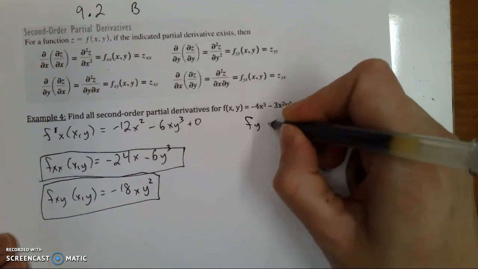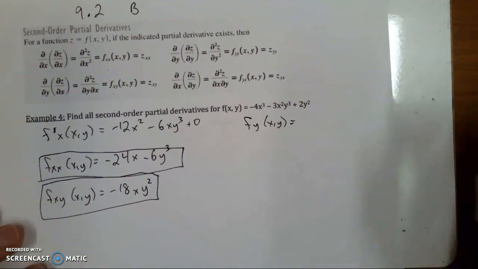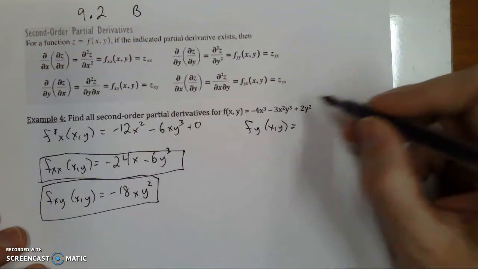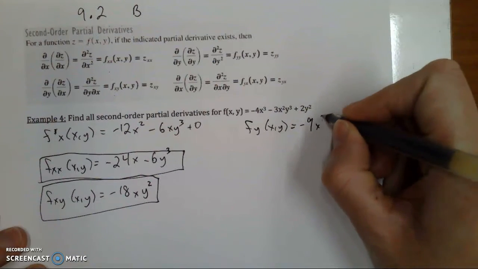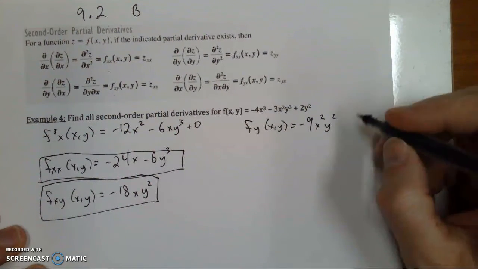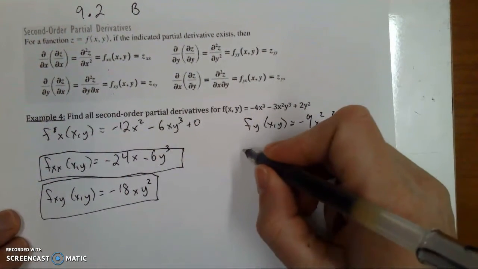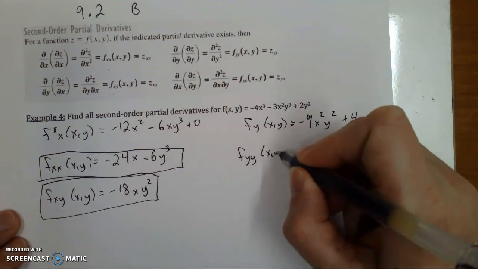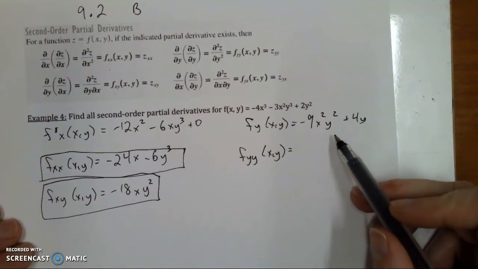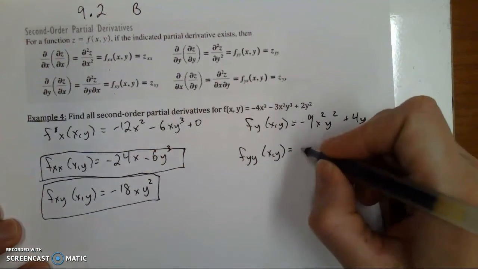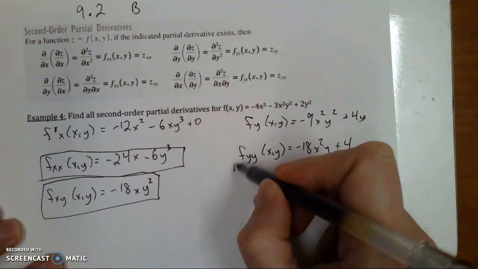To get the other 2, I have to do the partial at y. So the first term, that's just going to be 0. My second term, again, the y is the variable, so I'm going to get negative 9x squared y squared. And then the last term, I will get plus 4y. All right. Now I'm going to do fyy and then fyx. Again, you can do these in any order. The order doesn't matter. So y is still my variable. So I'm going to get negative 18x squared y plus 4.